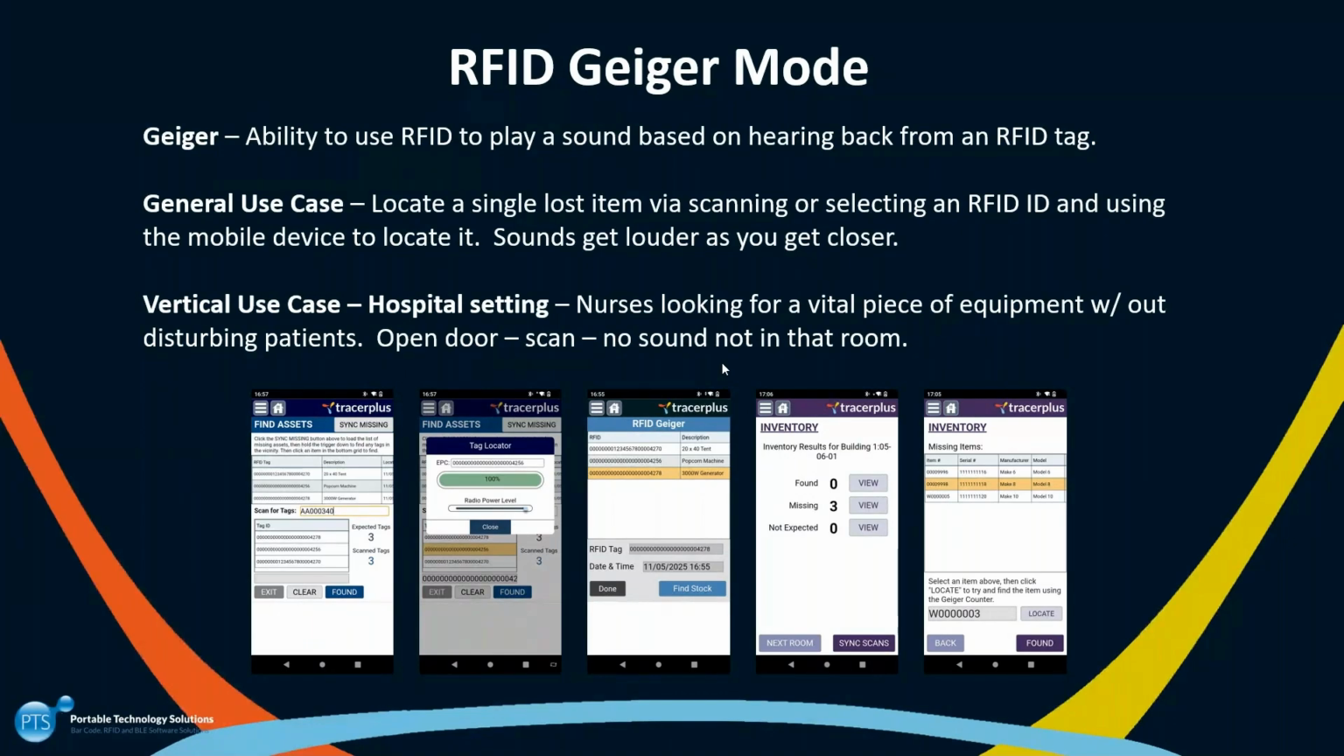Some vertical use cases could be in a hospital setting, maybe nurses looking for a valuable piece of equipment but they don't want to disturb patients when they're doing so. So you could simply open the door, have that trigger pressed. If you don't hear any beeping at all, simply move on to the next room and repeat until you're able to find that item.